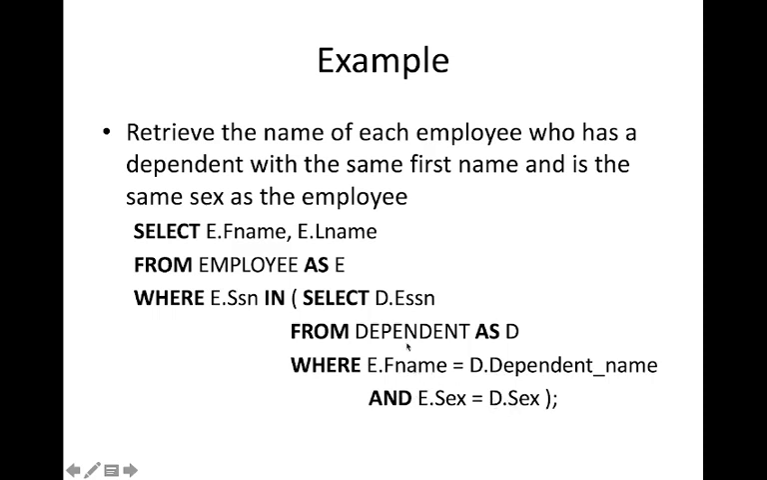So if there is some employee that matches, all those SSN values will be returned, and this ESSN will be compared with the SSN. If there is some same ESSN, then that employee's first name and last name will be returned as output. Okay. So this is also an example of a nested query.